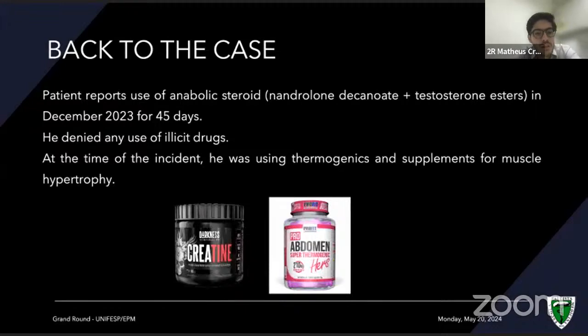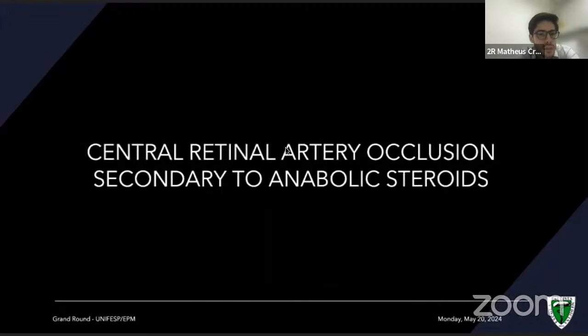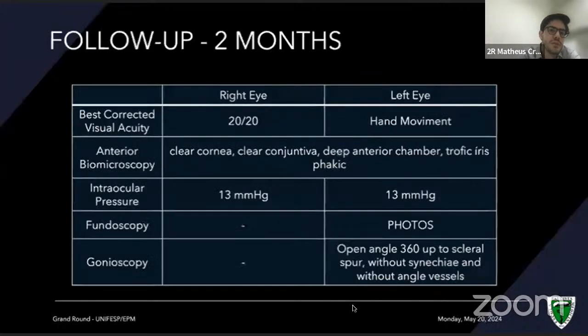So in accordance with this story and with the normal blood counting and cardiology tests in a young patient with central artery occlusion, and the literature review that we performed, we had the diagnostic hypothesis of a central retinal artery occlusion secondary to anabolic steroids. And we followed up the patient 2 months after the beginning. And his best corrected visual acuity was the same. In the right eye, 20/20. In the left eye, it was hand movement.